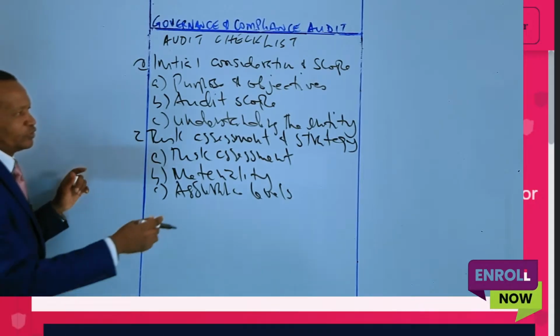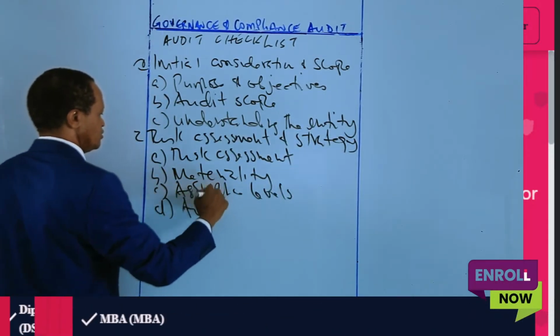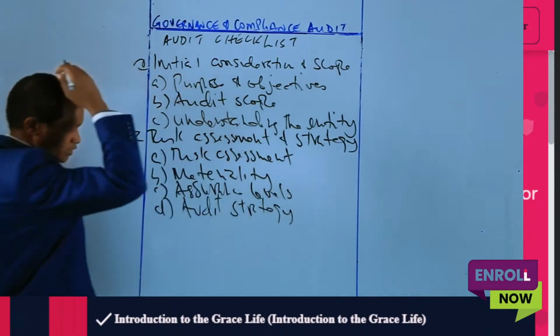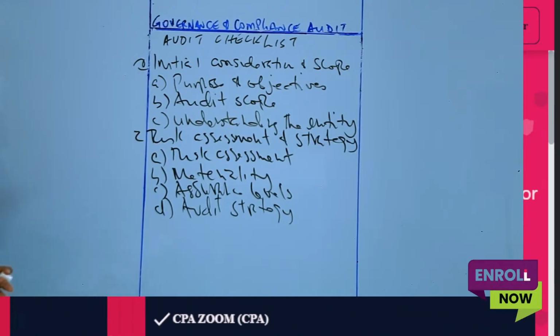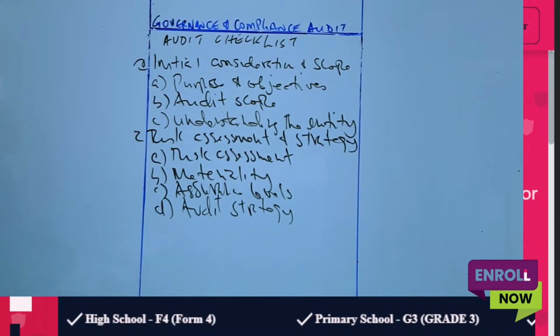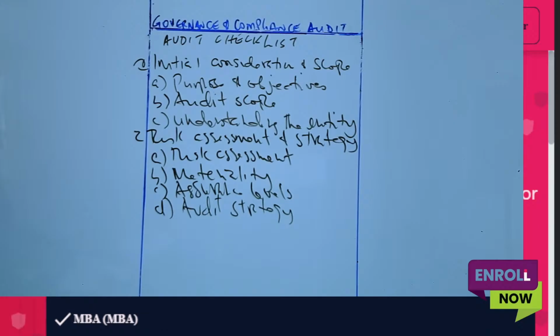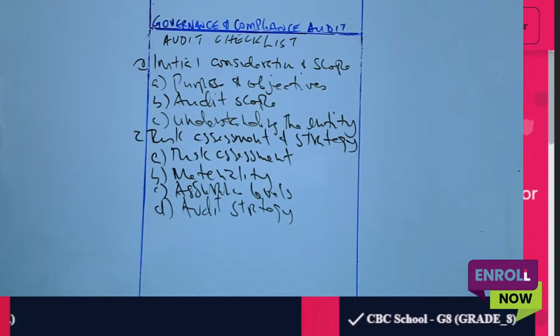Then there is, of course, the audit strategy. Now, audit strategy, candidates, we have to check whether there has been an overall audit strategy. Has an overall audit strategy been developed and documented? Has the audit team been assembled with the necessary skills and expertise?